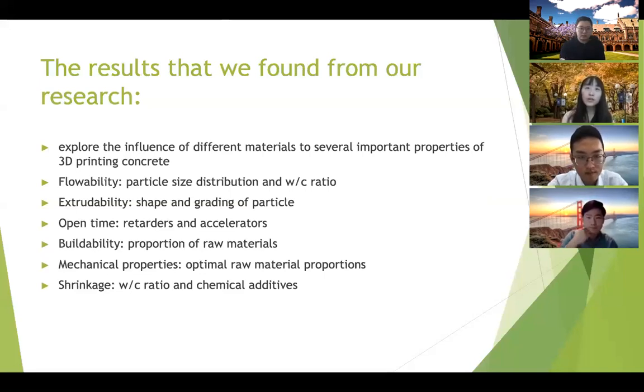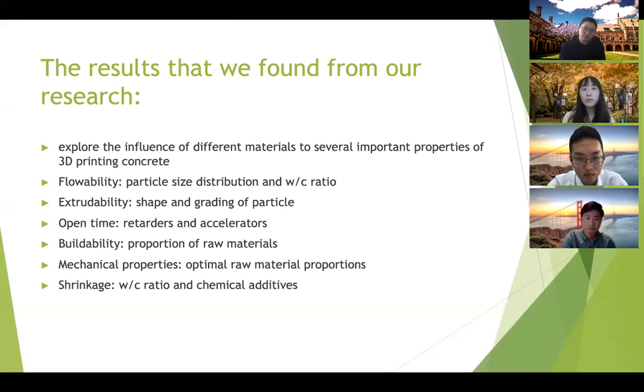Thanks. From our research, we explored the influence of different materials on several important properties of 3D printing concrete and the optimal compositions of those materials. The properties include flowability, extrudability, open time, buildability, mechanical properties, and shrinkage. A wider particle size distribution and a larger water-cement ratio of raw materials will enhance the flowability, while adding fibers may have the opposite effect. Extrudability is similar to flowability, while the shape of particles plays a more important role. Raw materials with smooth grading, round shape, and fine particles will have better extrudability.